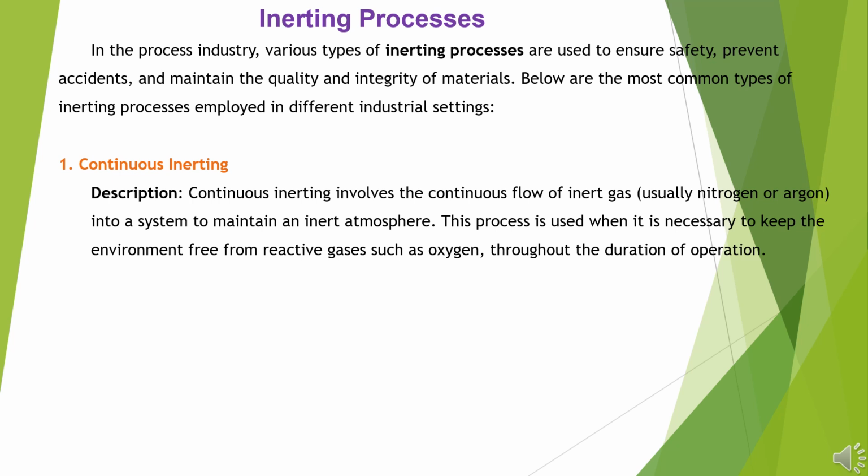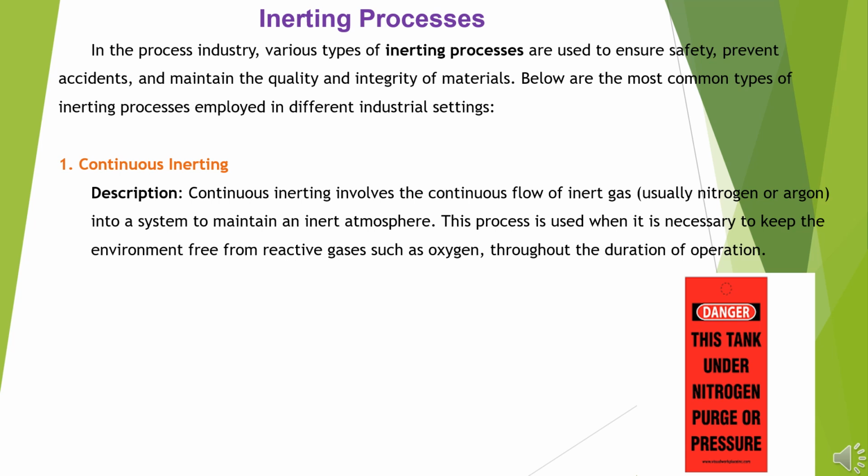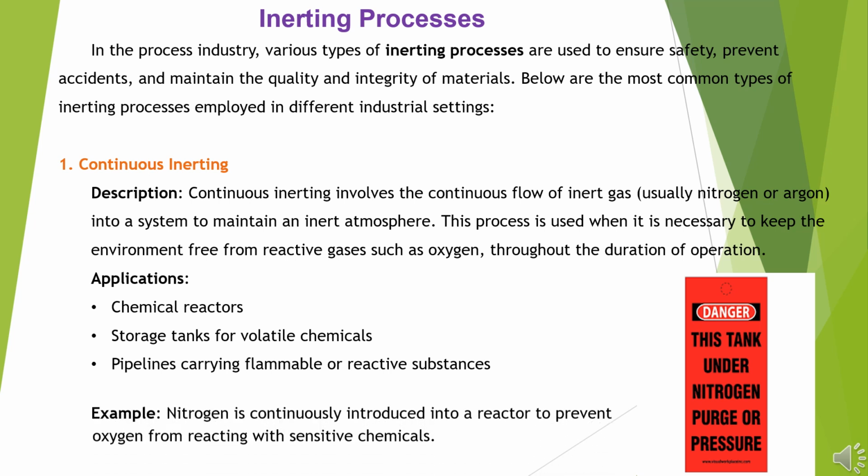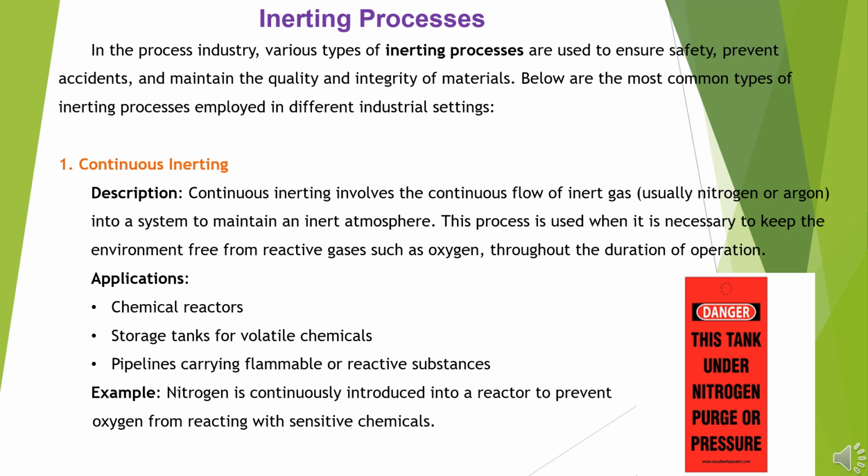Description: continuous inerting involves the continuous flow of inert gas, usually nitrogen or argon, into a system to maintain an inert atmosphere. This process is used when it is necessary to keep the environment free from reactive gases such as oxygen, throughout the duration of operation. Applications: chemical reactors, storage tanks for volatile chemicals, pipelines carrying flammable or reactive substances. Example: nitrogen is continuously introduced into a reactor to prevent oxygen from reacting with sensitive chemicals.